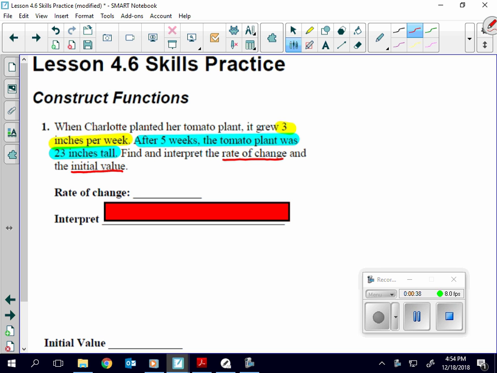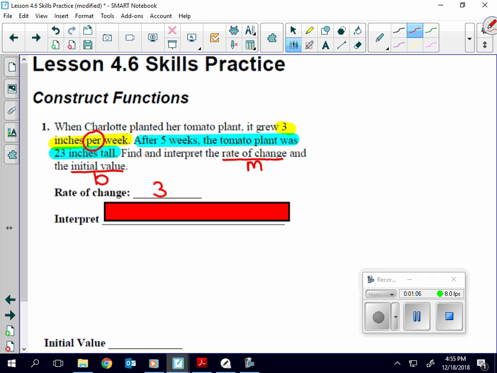Remember, whatever I write, you write. Rate of change is, of course, the slope, which is letter m, and the initial value is the y-intercept, b. So first, let's find the rate of change. Hopefully, you can already do that. We highlighted it here. When it says the word per, that means slope. So the slope is 3. Rate of change is 3.